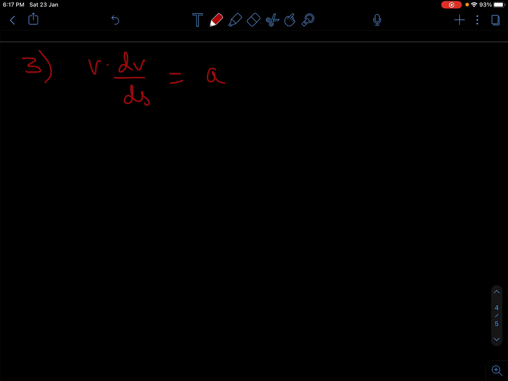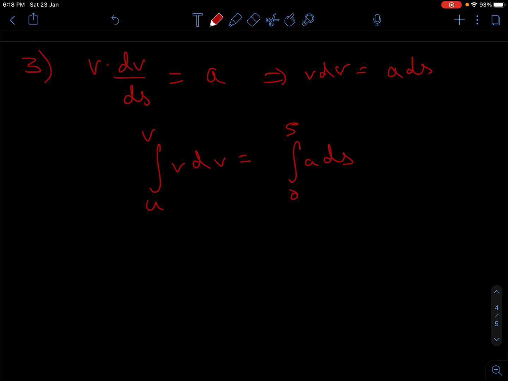So what will it become? v dv is equal to a ds. Okay, no problem, integrate them. So integral of v dv is equal to integral of a ds. What will be the limits? 0 to s for displacement, and u to v for velocity. Simple.